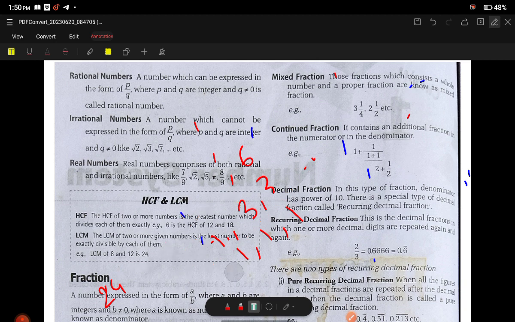I hope you understood. Okay, next, HCF you have to find out using the long division method. Otherwise, in this prime factorization, you can also find it out: only the common factors will be multiplied.